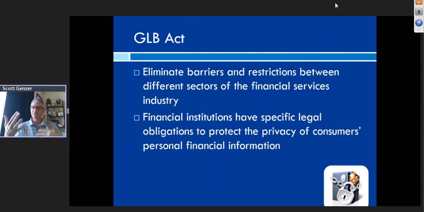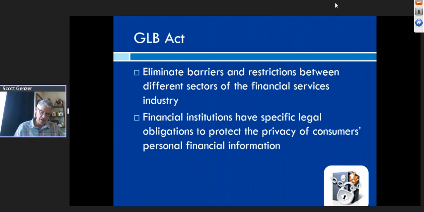So that's kind of what they started seeing in different states, and the U.S. Congress is like, whoa, maybe we should not allow banks to do that, or any financial institution. So now, under the Gramm-Leach-Bliley Act, financial institutions have specific legal obligations to protect the privacy of consumers' personal financial information. All right. The original act wasn't even about privacy. It was called the Financial Modernization Act, and that was to eliminate barriers and restrictions between different sectors of financial service industries, such as between depository institutions, investors, and insurers. But over time, they realized there were some other things.